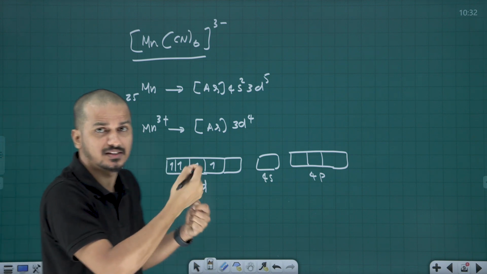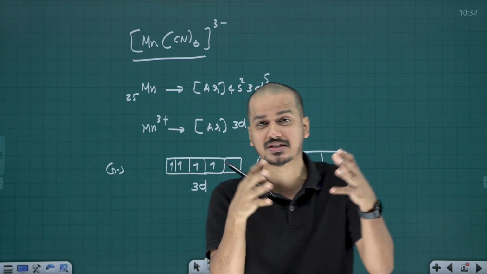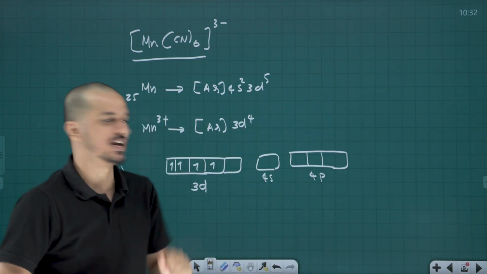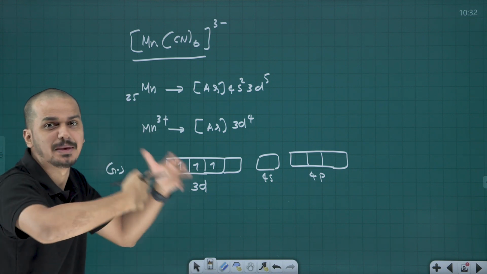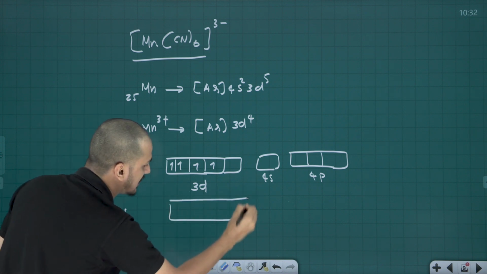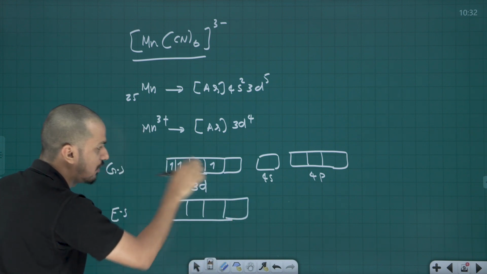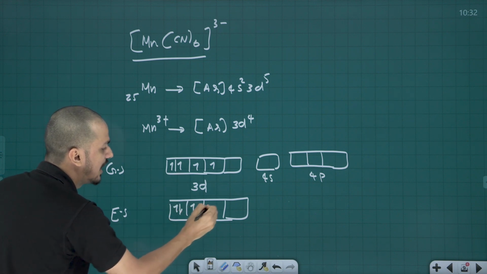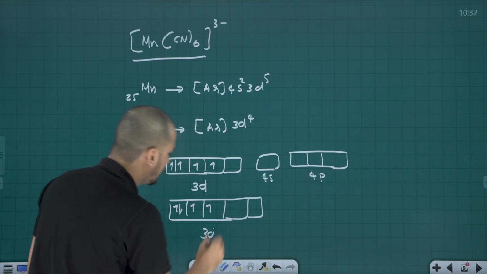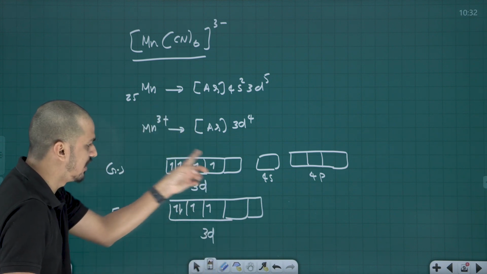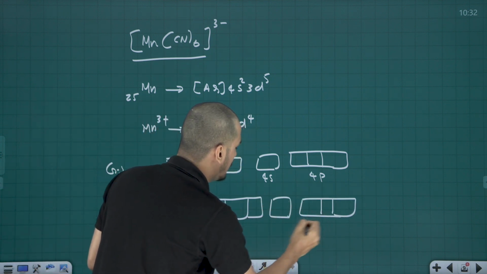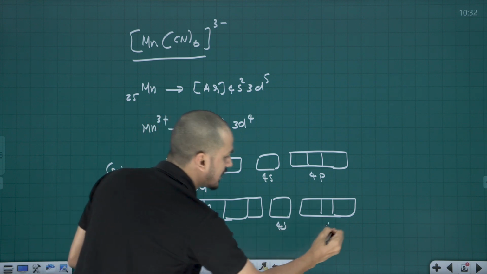So towards this Mn3 plus, who is coming for bonding? CN minus. How many CN minus are coming? 6 CN minus are coming. At that time this manganese becomes excited and goes to the excited state. Only one pairing will take place, remaining 2 unpaired. One electron will be paired. Then 4s will be there, here 3p, and here it is 4p.